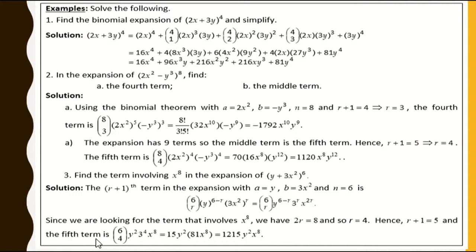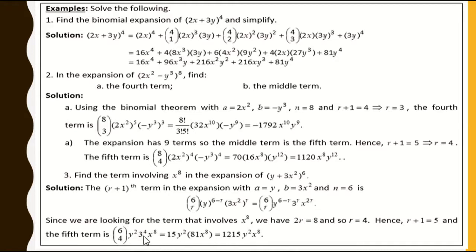And the fifth term is 6 taken 4 at a time, y squared, 3 to the power of 4 times x to the power of 8. This is the one involving x to the power of 8, right? It comes from here. Since we know that r is 4, we apply 4 here. So, y to the power of 6 minus 4 is 2. Then, 3 to the power of r becomes 4. Then, x to the power of 8.